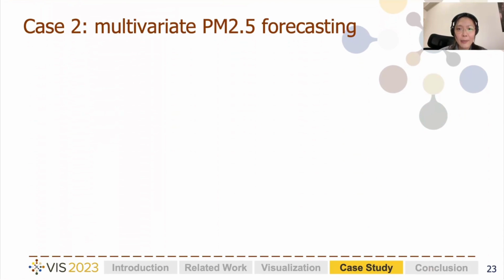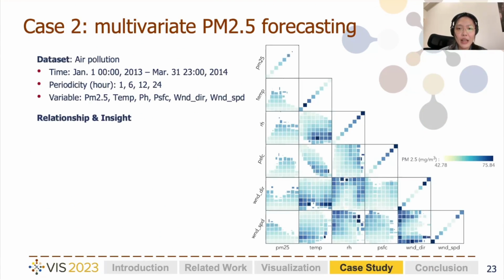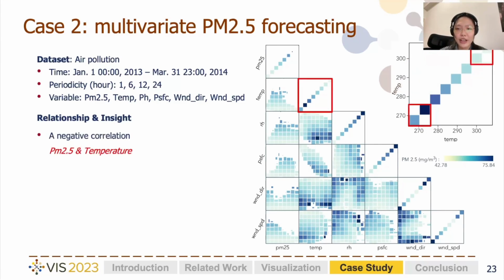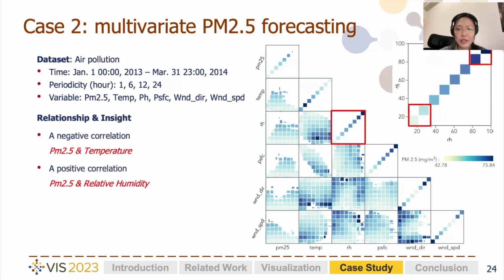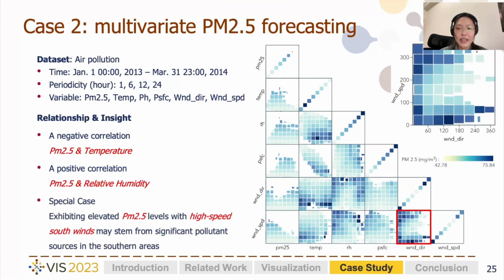In the second case, multivariate PM2.5 forecasting, we focus on the multivariate air pollutant dataset. We can explore the relationship between different variable pairs for PM2.5. There exists a negative correlation between PM2.5 and temperature, and a positive correlation with relative humidity. We can observe from the wind direction and wind speed plot that low wind speed hinders contaminant dispersion, resulting in high PM2.5 concentrations. The elevated PM2.5 levels with high-speed south wind may stem from significant pollutant sources like factories and coal-fired power plants in the southern area.